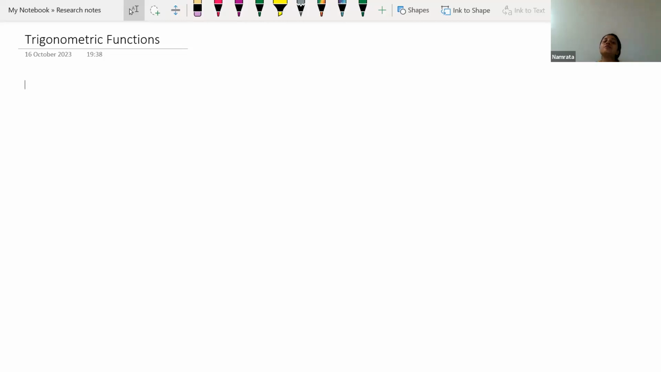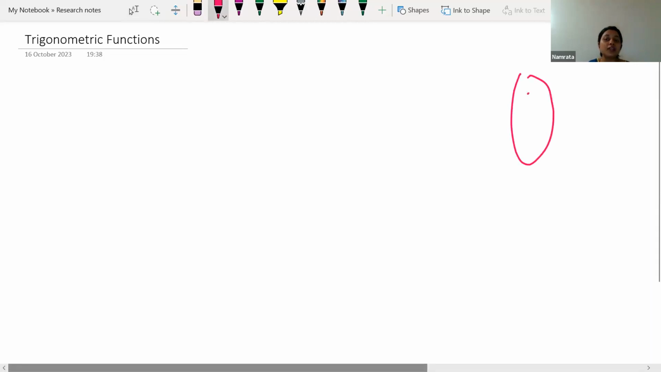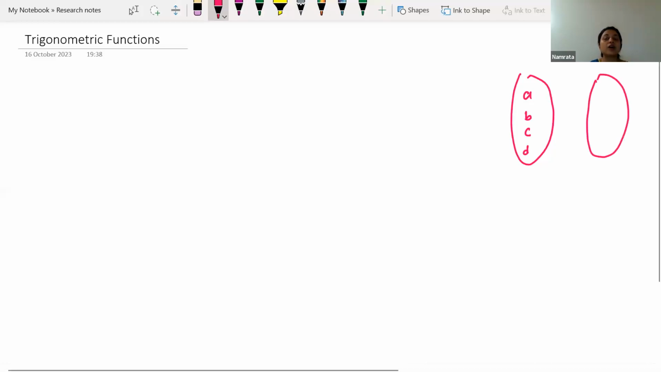Here, the trigonometric ratio which you learnt in class 9 and 10 became a trigonometric function. Why? Because it qualifies the function's criteria. What is the function's criteria? That for each and every input, like if we have A over here, B over here, C over here, D over here, there will be a unique output for each of them.